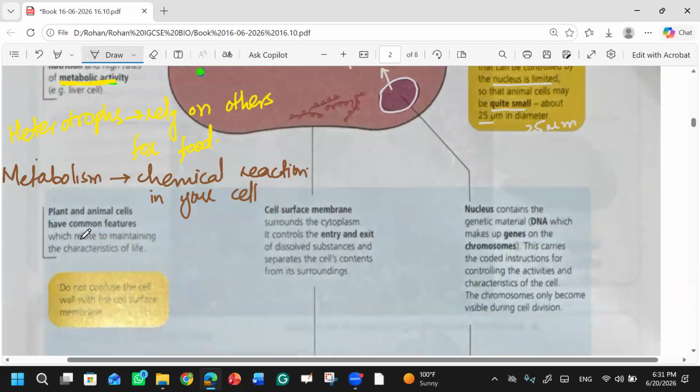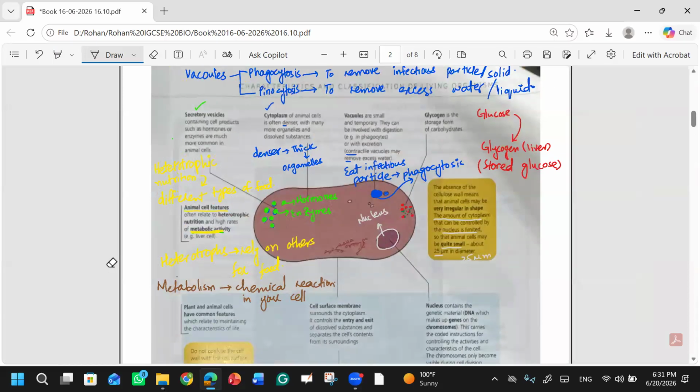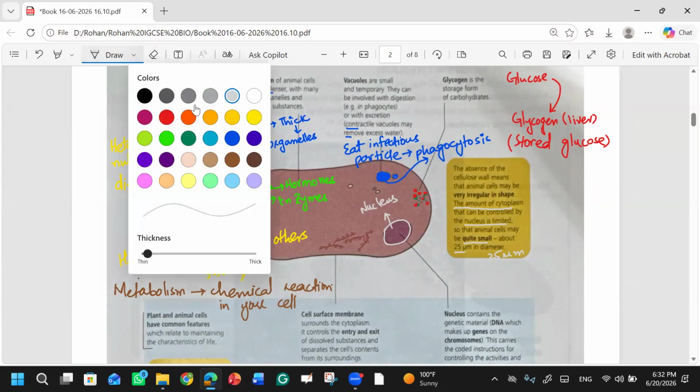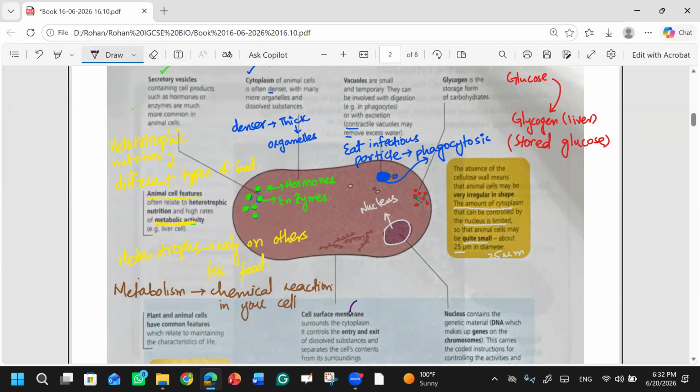Plant and animal cells have common features which relate to maintaining the characteristics of life. Cell membrane: the cell membrane surrounds the cytoplasm. You know this is common. Whenever there is a membrane, the membrane will cover the content. It will surround the cytoplasm. It controls the entry and exit of dissolved substances. This is very important. What is the function of the cell membrane? It is semi-permeable. When we talk about the cell membrane, we say the cell membrane is semi-permeable.